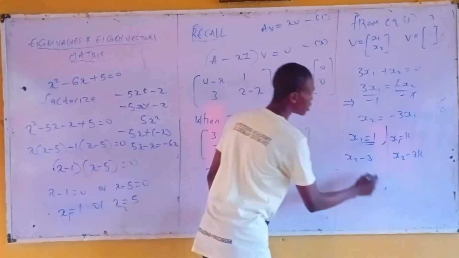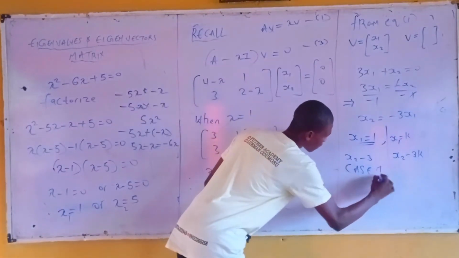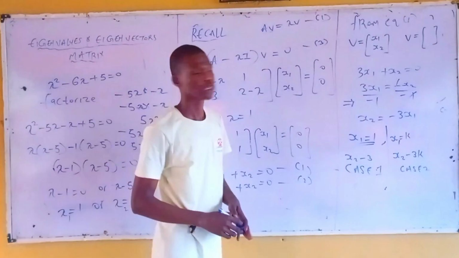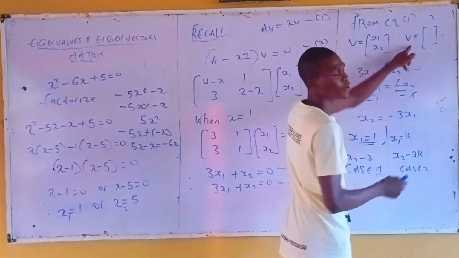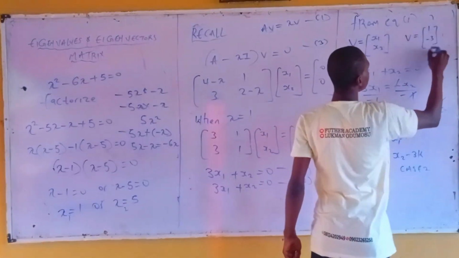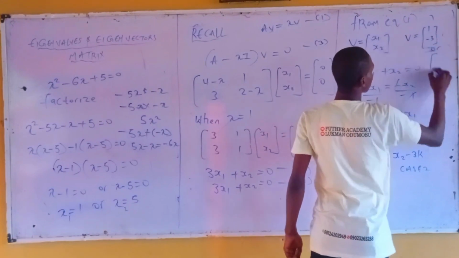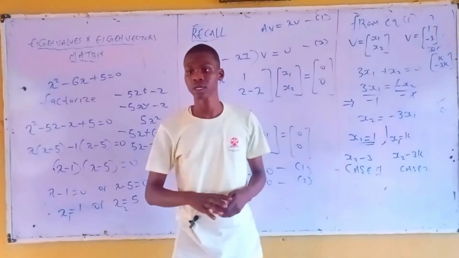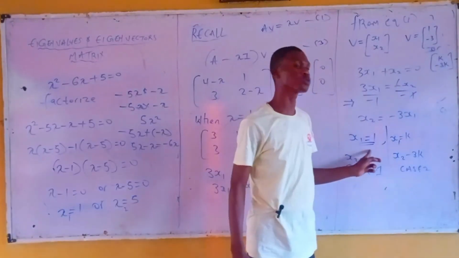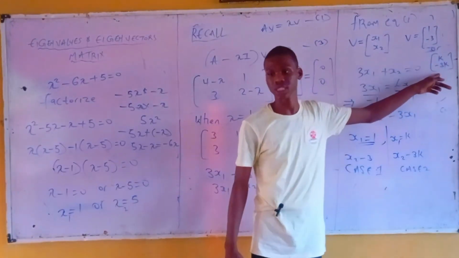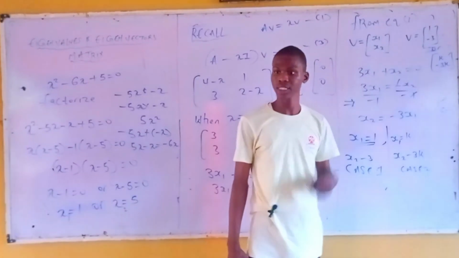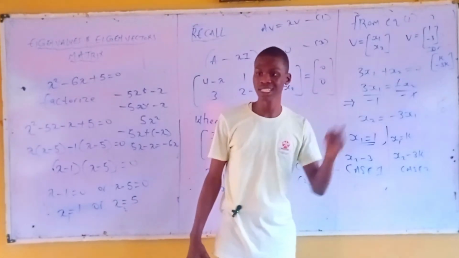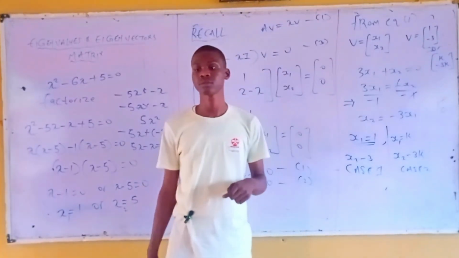So this is the first case here. Case 1, case 2. Are you getting me? So at the end, writing your eigenvector as (1, negative 3) or (k, negative 3k), are we correct? You are correct. The only difference is that here your x1 is 1, but here your x1 is k. But they are defining the same thing. It is saying that when x1 is 1, x2 is negative 3 times 1, and that's it.